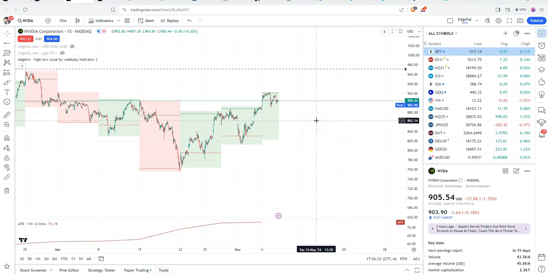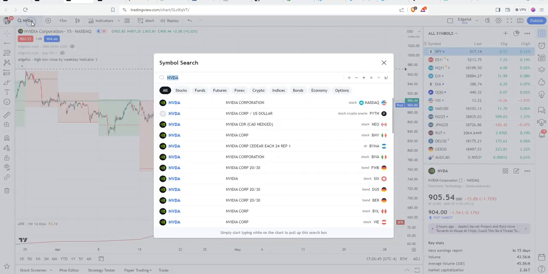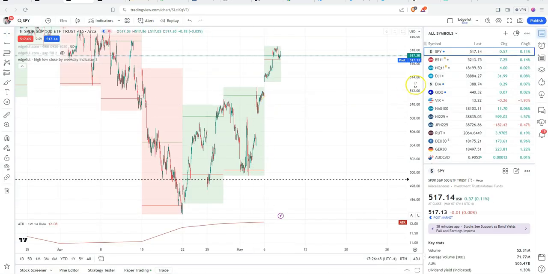That's a red candle because the close is lower than the open, but it's still a green day because it's higher than the previous day's closing price. So at the end of the day, you should always look from one close to the next because that actually shows true performance, not candle color or anything like that.